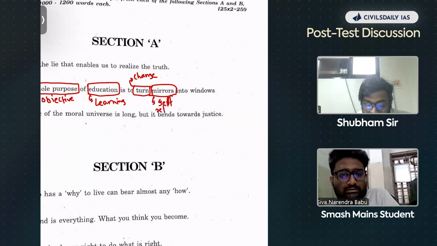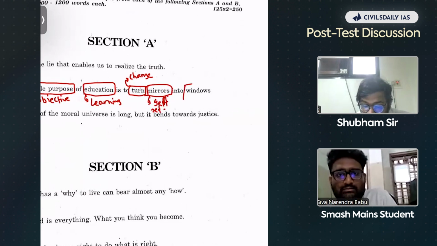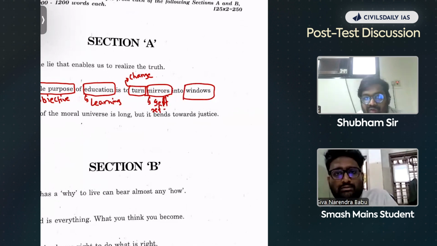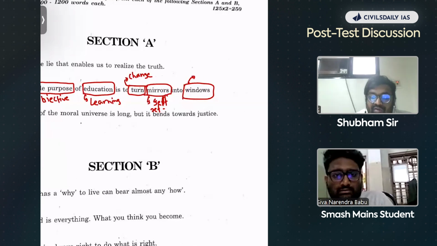Into the windows. So what is the synonym for window, or what is the purpose of a window? Seeing outside. From a window you can see the entire area. How can you elaborate it? The broader perspective. Here you see just yourself. In a mirror you see just yourself. From a window you see the entire. You can see the entire universe. That is the broader perspective.